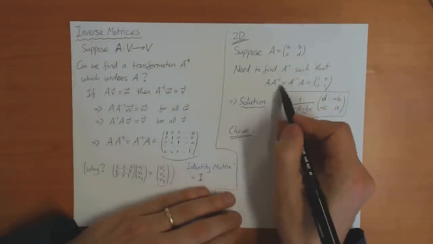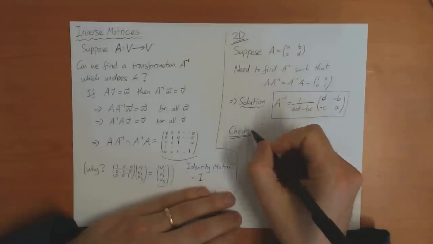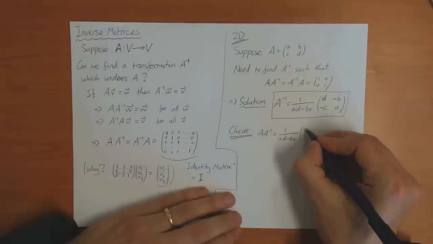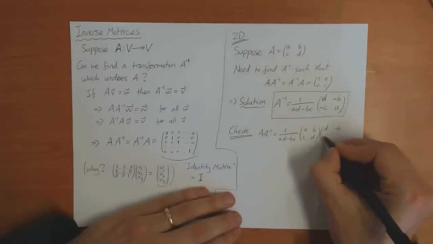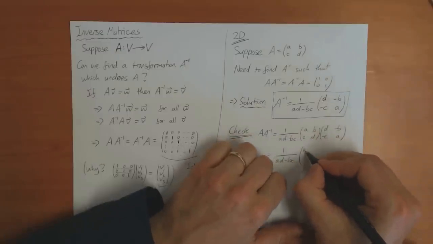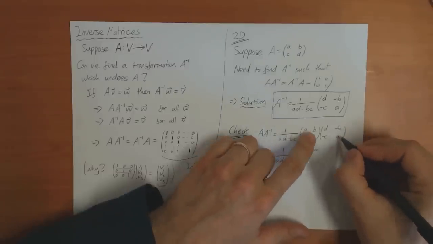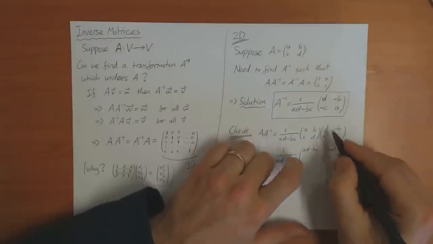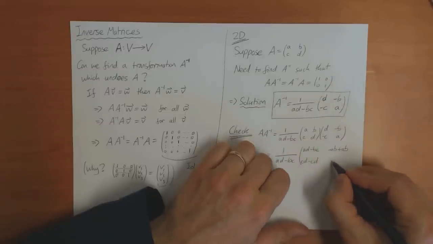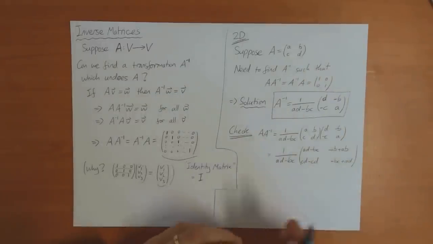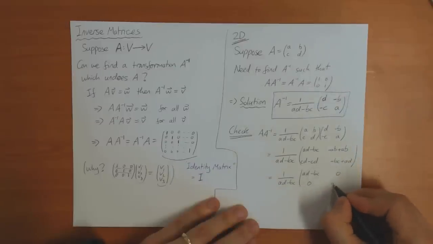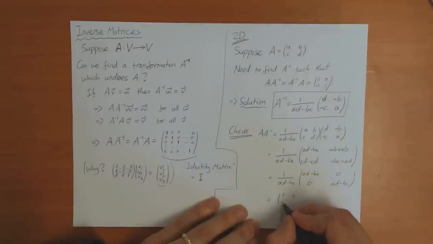We can check it. So I'll just check this one, and then you can check this one as an exercise. So A minus 1, this is 1 over AD minus BC times the matrix A, B, C, D times D, minus B, minus C, A. This is 1 over AD minus BC. Here we get AD minus BC. Here we get minus AB plus AB. Here we get CD minus CD. And here we get minus BC plus AD. Okay. And that's it. So this is 1 over AD minus BC times AD minus BC, 0, 0, AD minus BC. Which is 1 0 0 1.